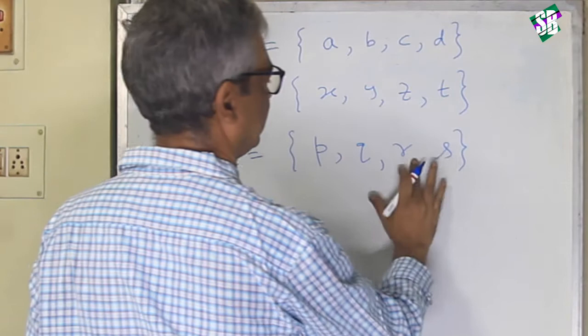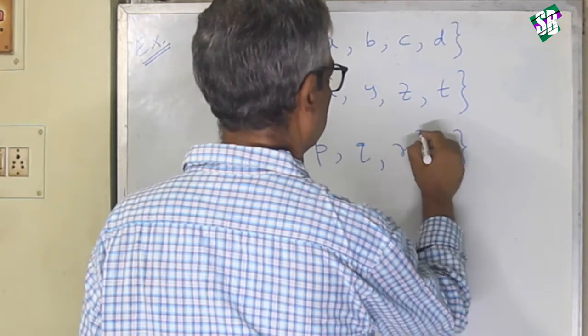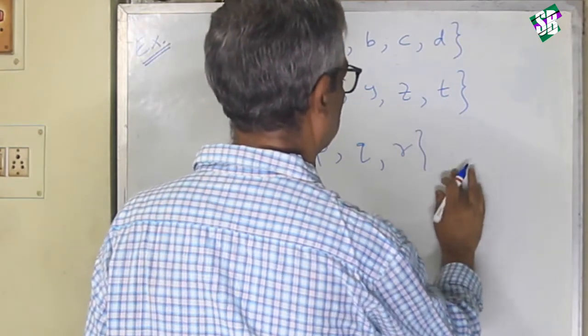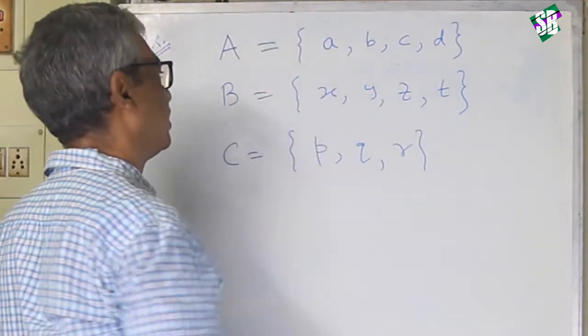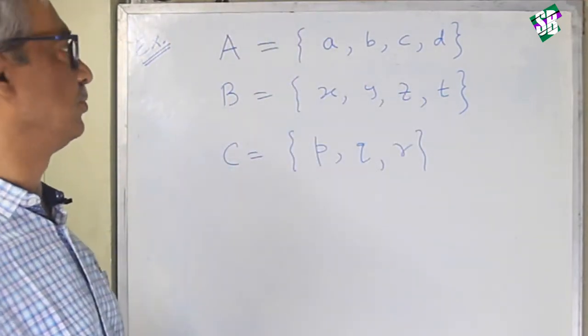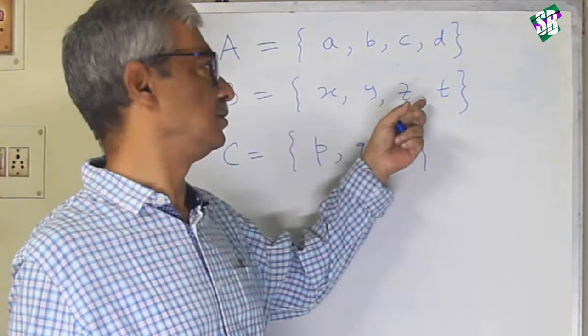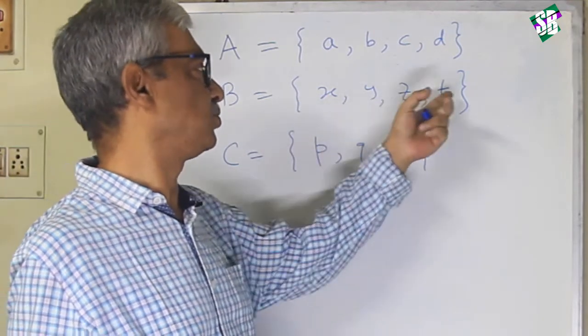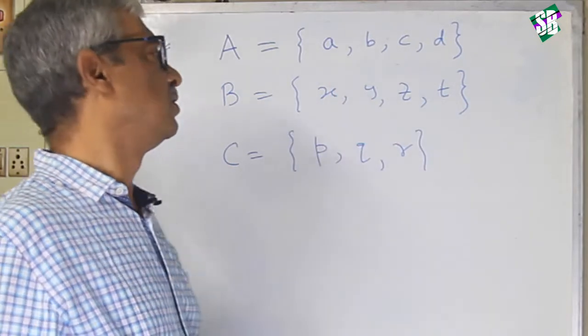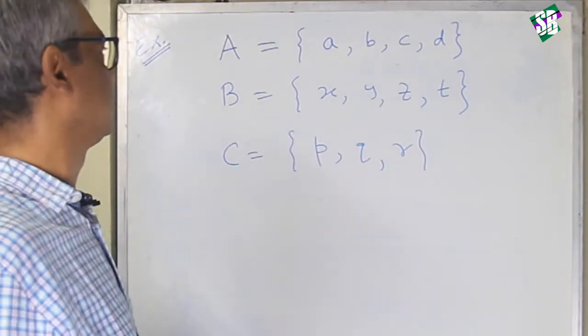Or just take three elements. There is no need to take every set with an equal number of elements. Okay? You can change the set B. You can take 3 elements, 2 elements, or you can take even 5, 6, whatever you want to take.